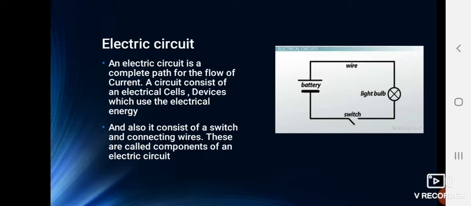Electric circuit. An electric circuit is a complete path for the flow of current. A circuit consists of an electrical cell, devices which use the electrical energy, a switch, and connecting wires. These are called components of an electric circuit.